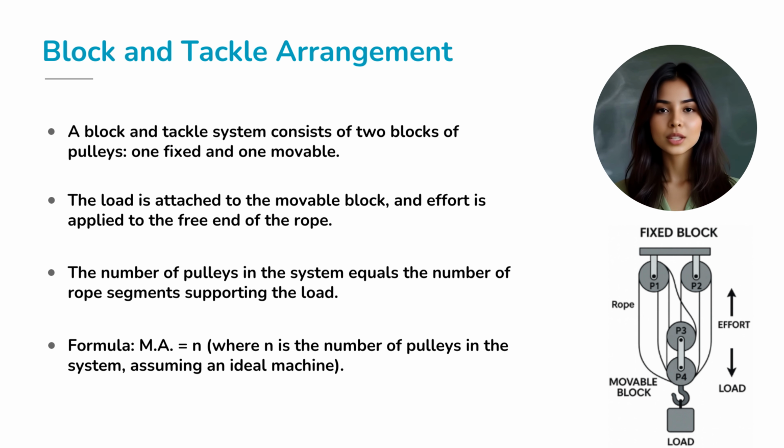One of the most common pulley combinations is called the block and tackle system. It consists of two sets of pulleys. One block is fixed, while the other block is movable. The load is attached to the movable block and effort is applied to the free end of the rope. The key idea is this: the number of pulleys in the system equals the number of rope segments supporting the load. Therefore, the formula is mechanical advantage equals N, where N is the number of pulleys in the system, assuming it is ideal with no friction. This is why block and tackle systems are used in ships, construction machinery, and even in theater stage equipment.